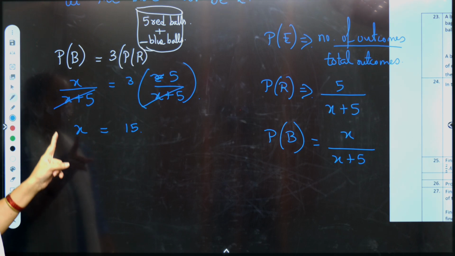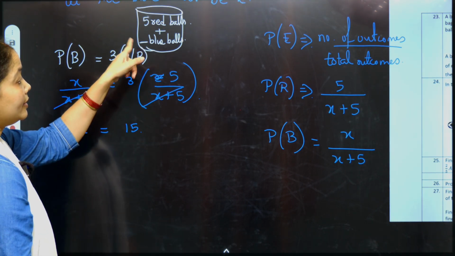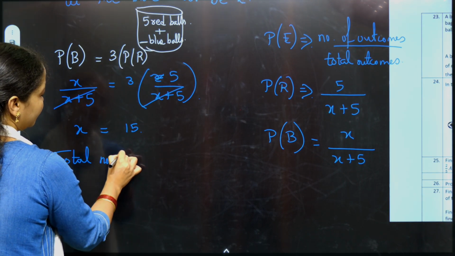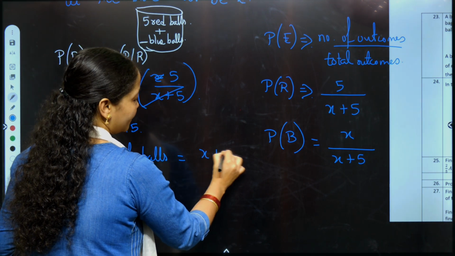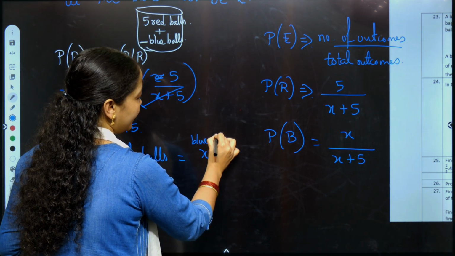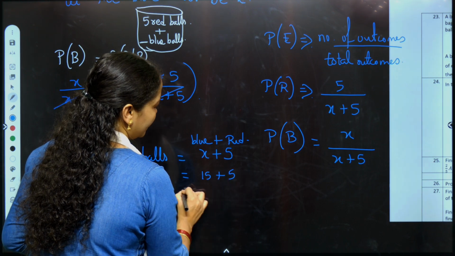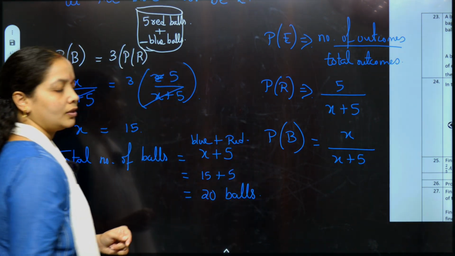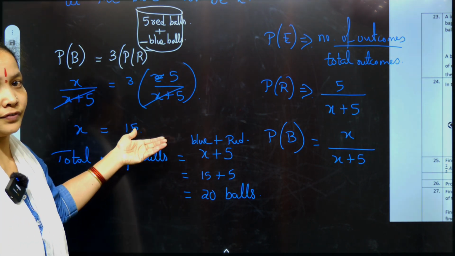Therefore, the blue balls that are present with me are 15 here, and the total number of balls will be x plus 5, blue plus red. So blue is 15 and red is 5. Therefore, I have 20 balls present in the bag. Total number of balls will be 20 and the blue balls we are getting as 15.